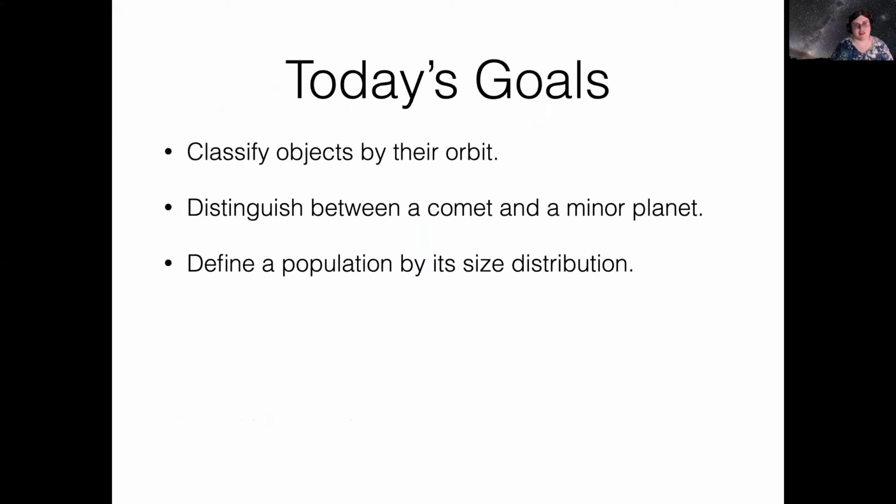All right, so what are we doing today? We're talking about classifying small bodies by how they orbit, which will also cover where small bodies orbit, which is pretty much everywhere. And then distinguishing between two kind of big classes of bodies, comets and asteroids and other asteroid-like things. We're going to just call them minor planets. And we're also going to start talking about size distributions.